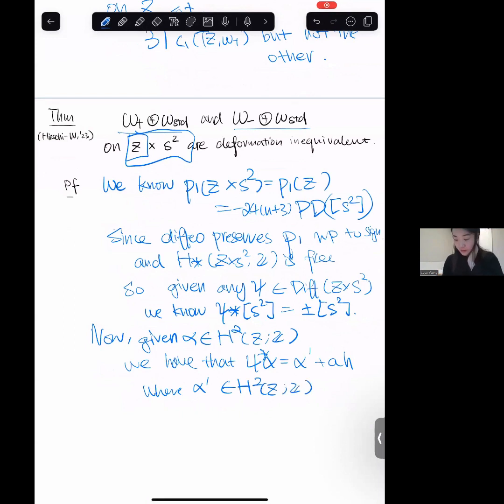Just remember, right now we don't know anything about psi because it's just a diffeo of Z cross S2. We want to prove something about it. So right now, it can map to whatever cohomology classes it can.